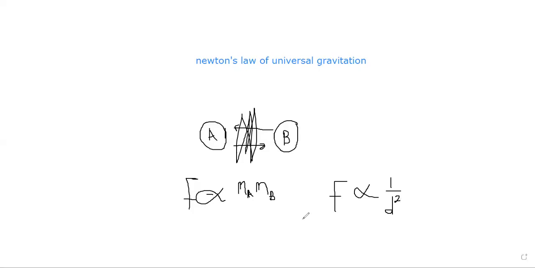So let's go again. Newton's law of universal gravitation states that each mass in the universe applies a force on another mass in the universe. The force between the two masses is directly proportional to the product of the masses and inversely proportional to the squared distance between the masses. So did you get that?